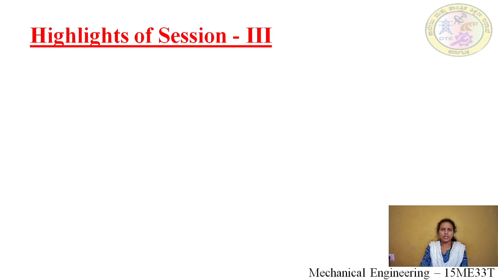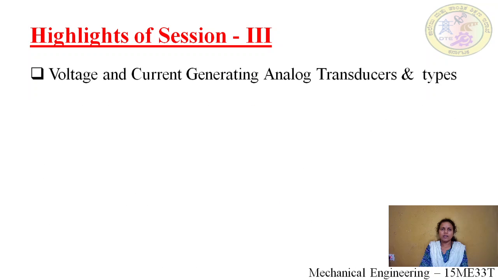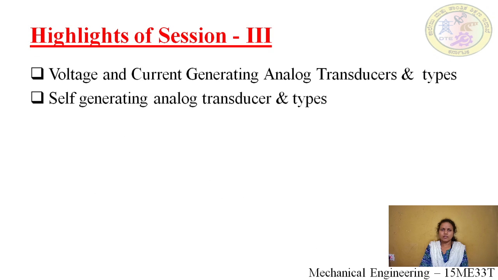Before we get into session 4, we shall summarize what we learnt in session 3. The first thing we learnt was the voltage and current generating analog transducer and its types. What is this voltage and current generating analog transducer? These are the transducers where the input parameter is converted into electrical signals. We saw two types there.